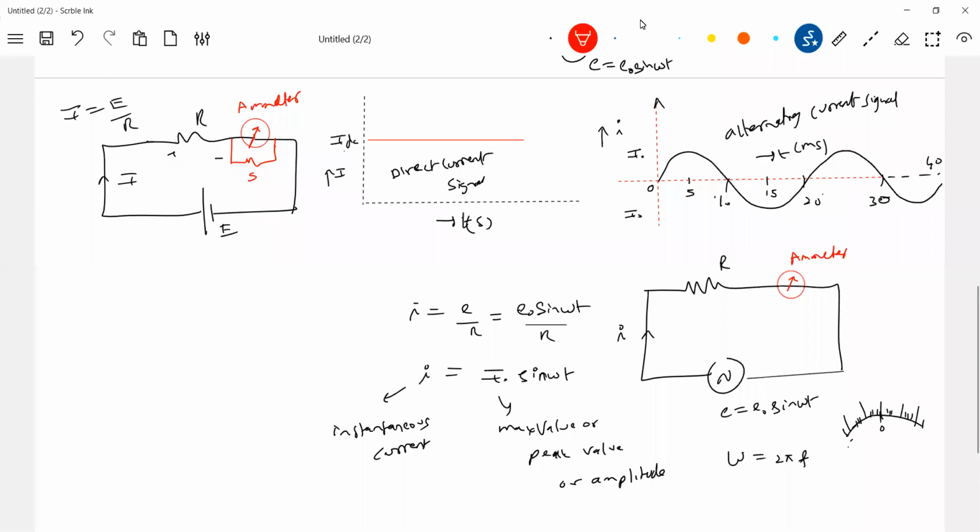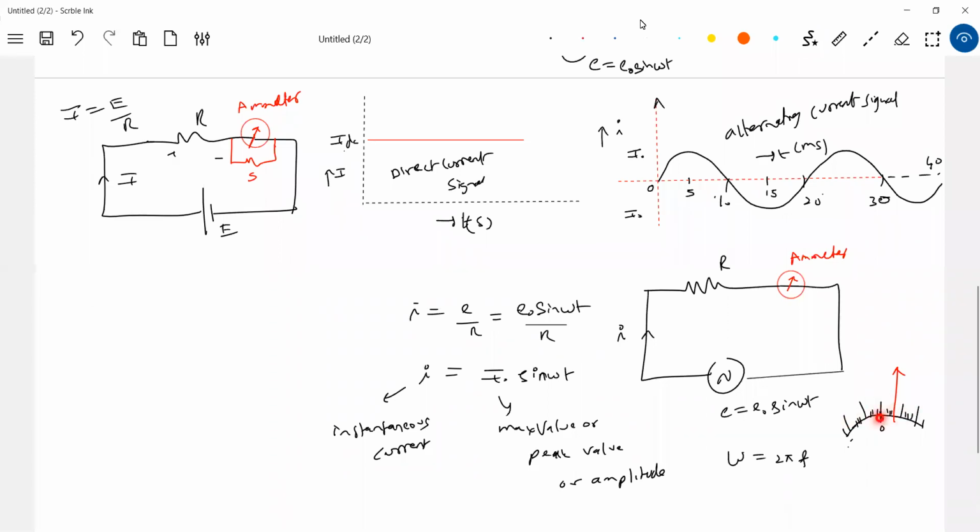Now, what is the difficulty we are going to face with the pointer? At 5 milliseconds the pointer will be somewhere. First it will deflect in one direction, the deflection increases and becomes maximum at 5 milliseconds, let's assume. Then the pointer comes back to 0 at 10 milliseconds. Then the deflection goes to the left side, becomes maximum at 15, and from 15 to 20 it returns back to 0.